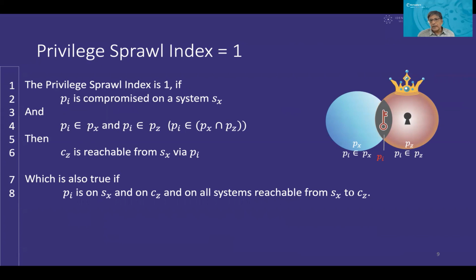It may not be that SX and CZ are on the same network or data center, or, quote unquote, adjacent. And the attacker may not know actually where CZ is. And so they may hop around from system to system, but in all cases, PI enables them to hop around from system to system until they actually get to the crown jewels. Of course, the easiest case is when the privilege sprawl index is 1: with one account, I can get to anywhere in the environment. That's another way to think about it.